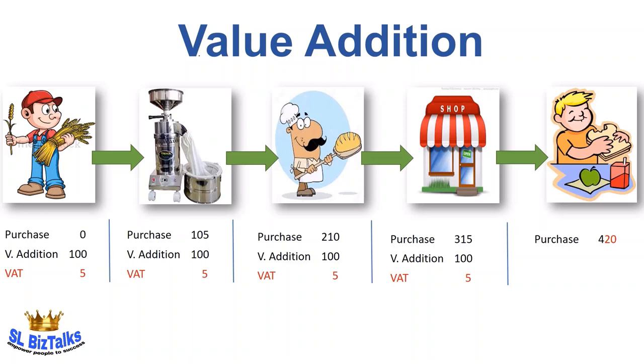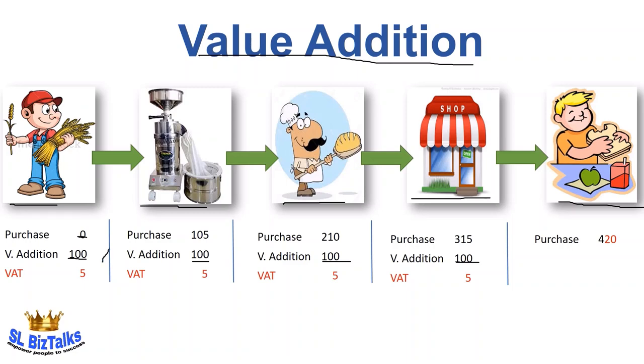Here I have taken the process of bread making for your easy understanding, to explain the value addition. Certain parties are involved in this process of bread making: farmer, flour mill, baker, the shop, and finally the consumer. I have taken an equal value addition amount for easy understanding, and I have assumed the VAT percentage as 5%. Let's assume this farmer doesn't have any inputs. It means he's producing this wheat with his own seeds and cultivating in his own land.